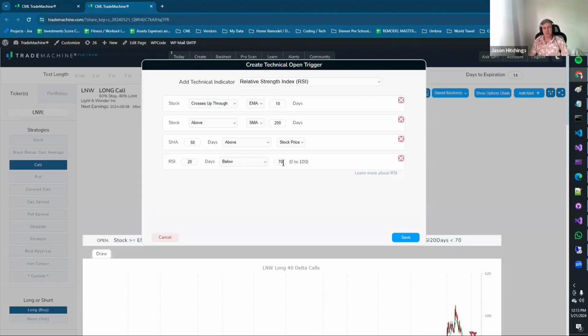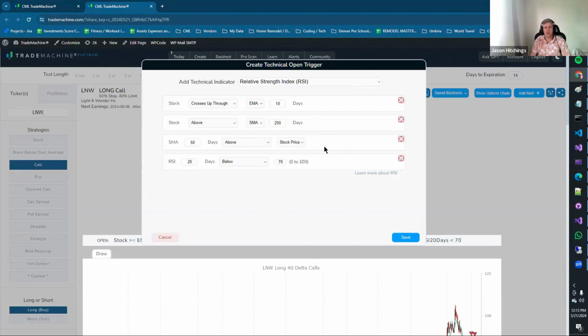The RSI being below 70 means, as people typically say, it's not overbought, meaning it didn't have a huge run up recently, which might indicate that the bullish burst, the run, is over. The stock crossing up through the 10-day exponential moving average means that it has some near-term momentum. The stock being above the 200-day moving average means that stock's not in a longer term decline. And the 50-day simple moving average being above the stock, which is another way of saying the stock is below the 50-day moving average, means it hasn't been doing that great in the last 50 days.